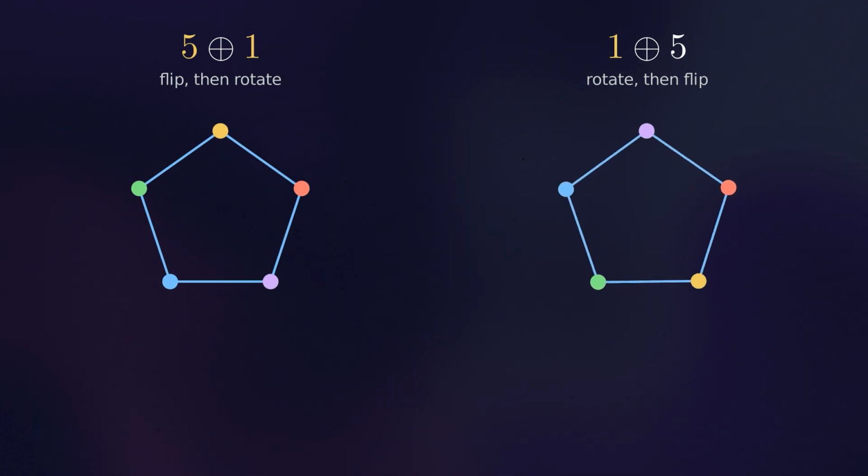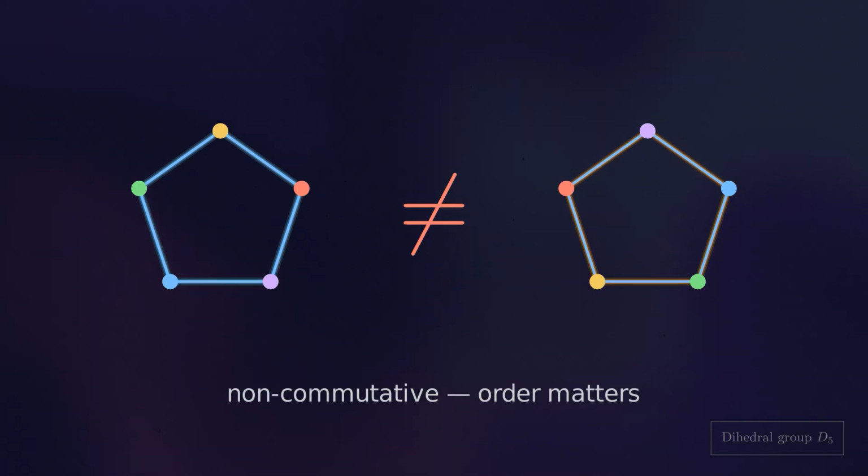Rotate first and then flip, and you land in an entirely different position. The operation itself remembers the sequence. Mathematicians call this structure the dihedral group of order 10, and its key property is the one we just demonstrated. It is non-commutative. Order matters.